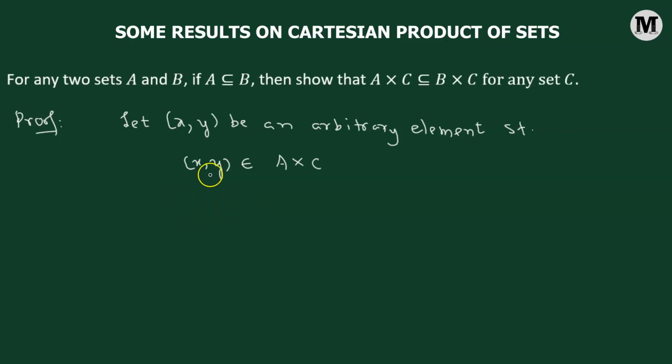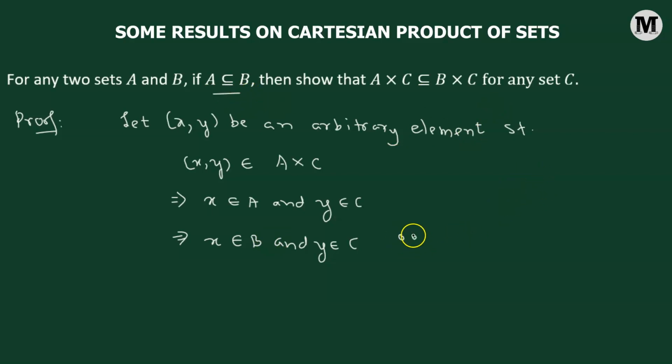Fine. Now we're making an assumption here that this element is a member of the Cartesian product of A and C. This simply means that x must belong to A and y must belong to the set C. Now x belonging to A would also mean that x belongs to B, and we have y belonging to C. Now why does it mean that x also belongs to B? Because it's already given here that A is a subset of B.